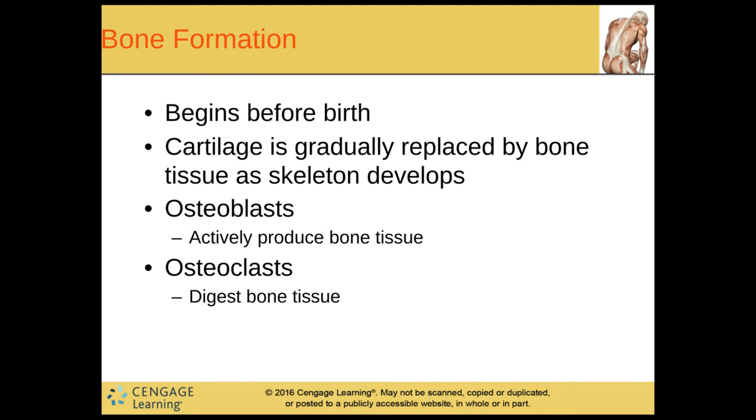So bone formation begins before birth, right? So cartilage is gradually replaced by bone tissue as the skeleton develops. So you have to think about itty bitty babies, right? What did the first slide say? That we have 206, I think, bones in our body. Babies are born with more bones because they're pliable and they're not completely grown together. So we have these osteoblasts, which actively produce bone tissue, and then an osteoclast, which digests bone tissue.